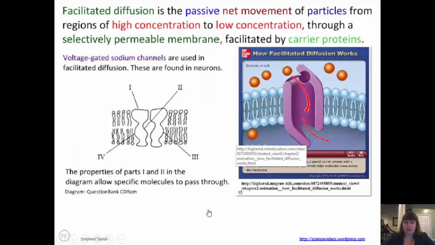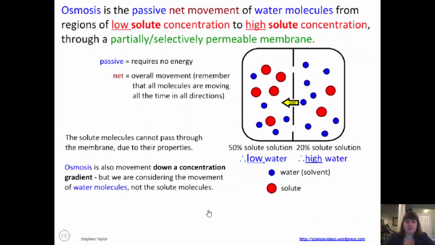All right, so another good video explaining how a process works. This time that was facilitated diffusion. So now we're going to move on to osmosis. Osmosis is still a passive net movement, but this time it's specifically of water molecules. And this is from regions of low solute concentration to high solute concentration. And the reverse of that would be, if you have a low solute, you have a high water or solvent solution. And this is through a partially or selectively permeable membrane.